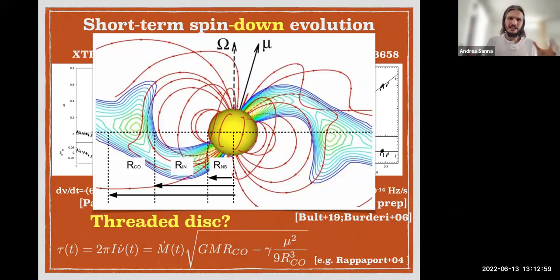And basically, this interaction can drag down and slow down matter in the disk. Or basically, the disk is dragging down the neutron star, and the superposition of these effects can have a final spin down effect, a spin down torque on the neutron star.